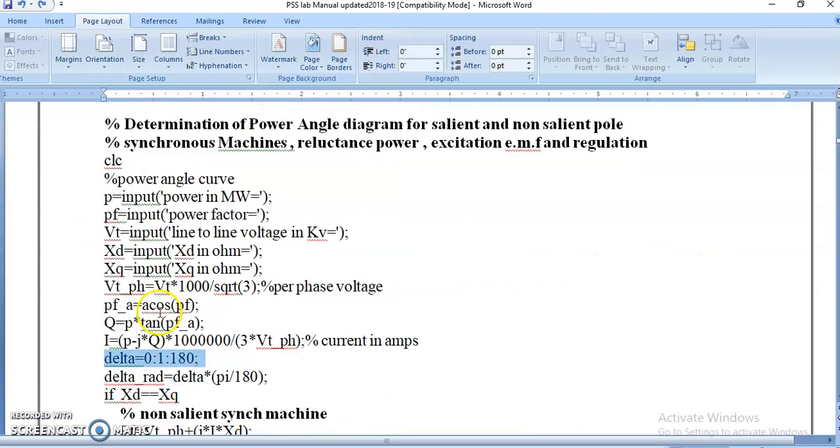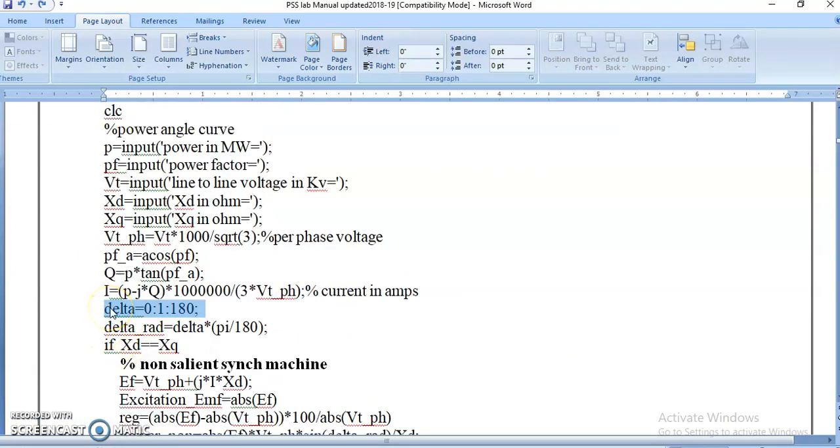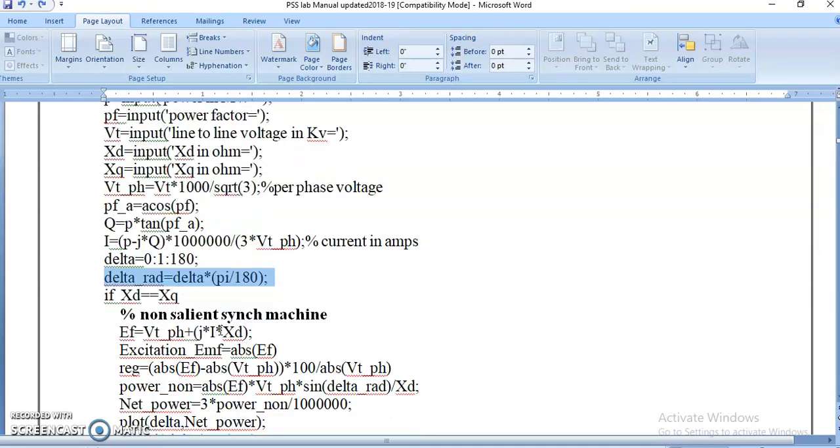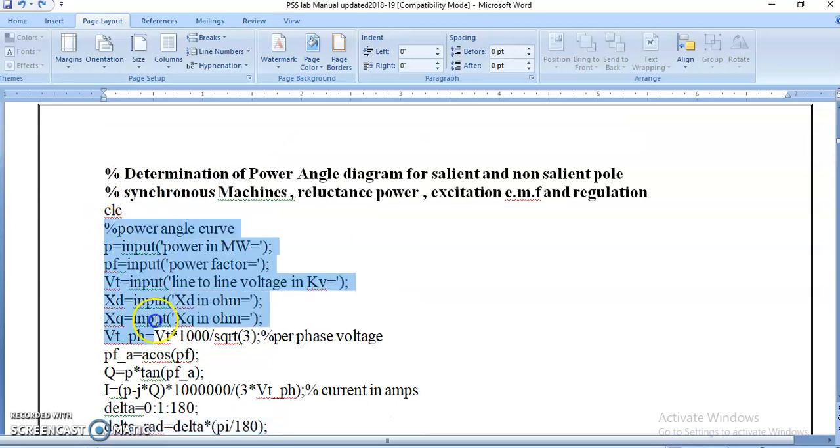Colon you have to write. Okay, so next will be delta, whatever it is in degree, convert into radian, that is delta into pi by 180. Pi is what you will take in calculator. Don't write capital. If you write capital, it won't take. Okay, pi is small, converting into radian. All values are in radian you have to take. So this is all inputs.